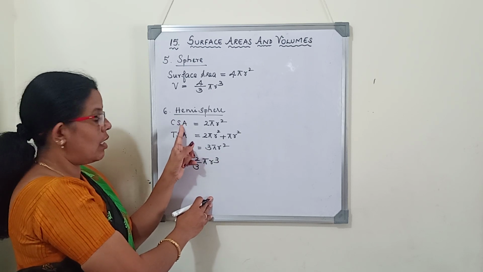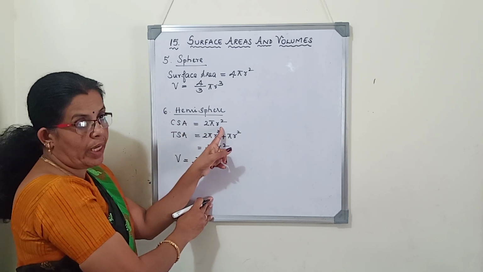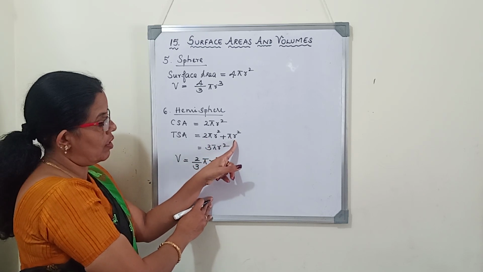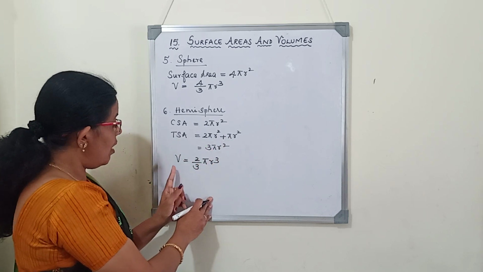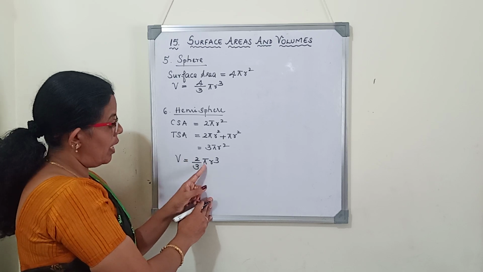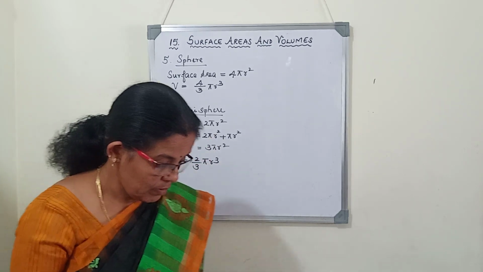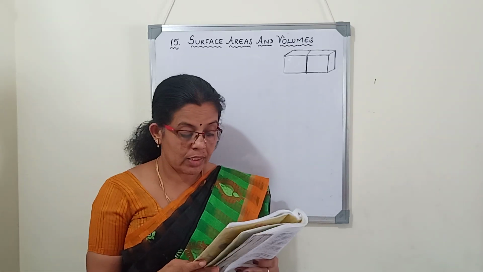Hemisphere has one curved surface. So surface area is 2 pi r square. Total surface area, curved surface area plus area of the circular surface, is 3 pi r square. Volume is 2 by 3 pi r cube. That's all about the formulas. Now we will move on to the exercise.